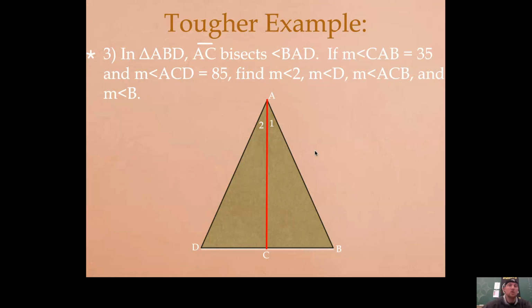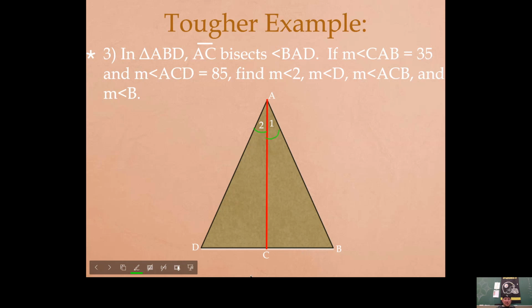This is part 2 for our section 6.3. These are tougher examples. So in triangle ABD, that's this big triangle, we have segment AC, that's the red one. It's going to bisect angle BAD, and that's this angle up top. So if it bisects that big angle, again, you know that angle 1 and angle 2 are congruent, just like we did on the last two easy problems.